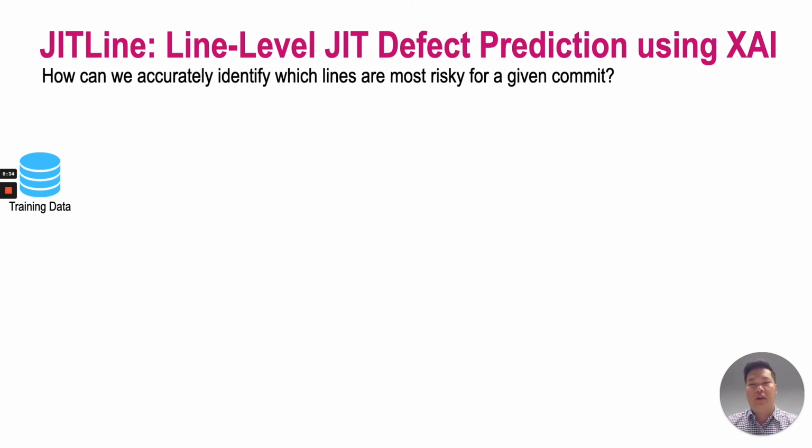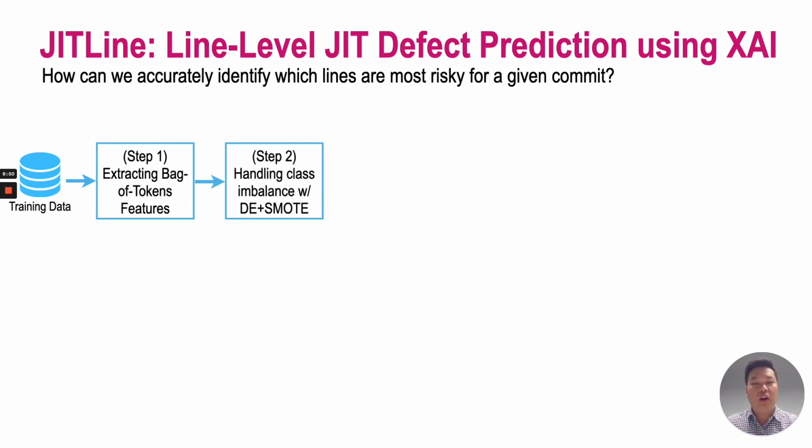To do so, we start from a training dataset. For each commit, we convert the source code, the changed lines, into bag-of-tokens features. So our feature vector will be the frequency of tokens that appear in that commit. Then we apply SMOTE with hyperparameter optimization using a differential evolution approach. Then we build a commit-level just-in-time defect prediction model using our pre-processed training dataset.